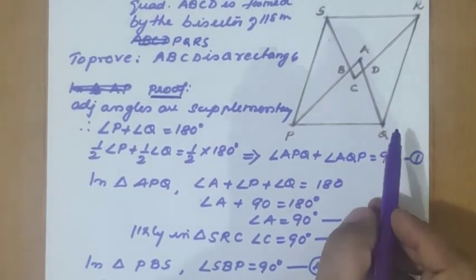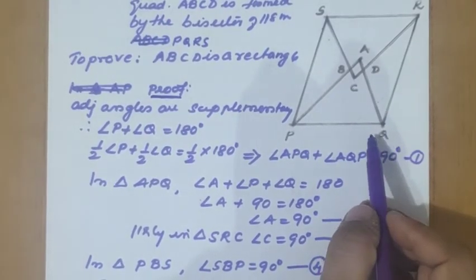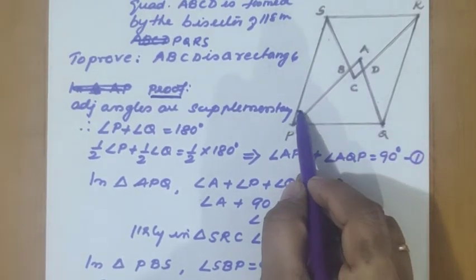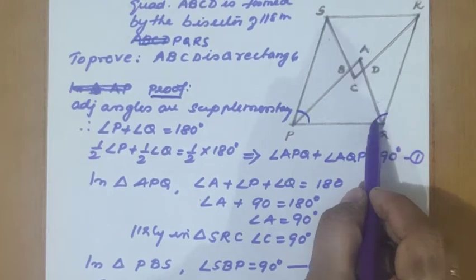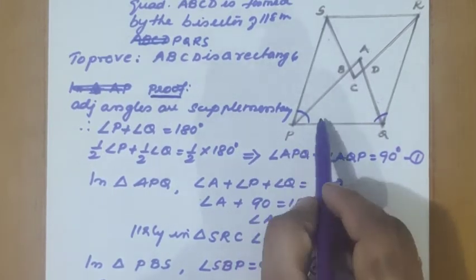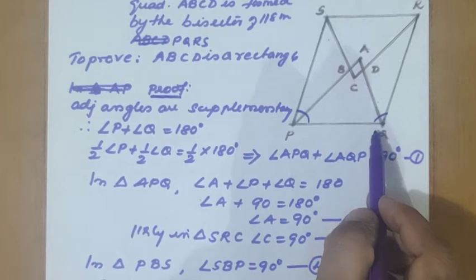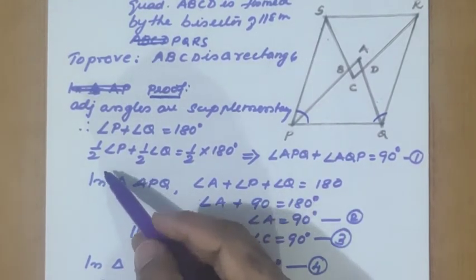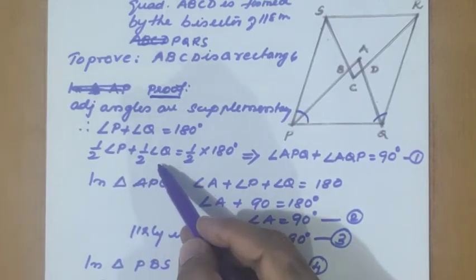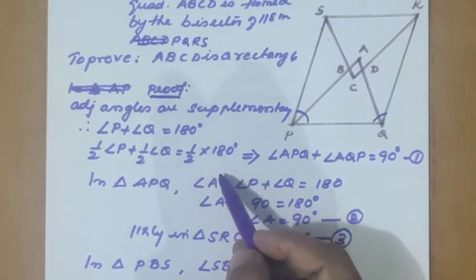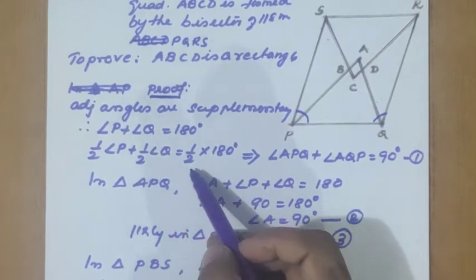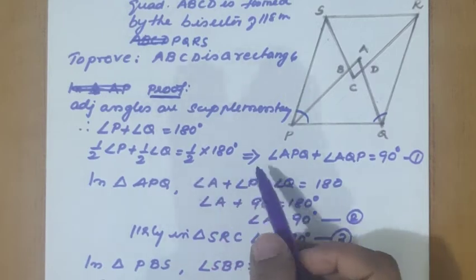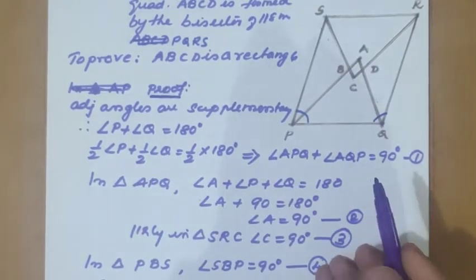Proof. Adjacent angles are supplementary in a parallelogram. We know that very well, that property we have to use. Therefore, angle P plus angle Q is equal to 180 degrees. Now here we have drawn the bisectors, so the bisector property we are applying. For that, half of angle P plus half of angle Q equals half into 180 degrees. What we have done here is divide the equation, left side and right side, by 2.